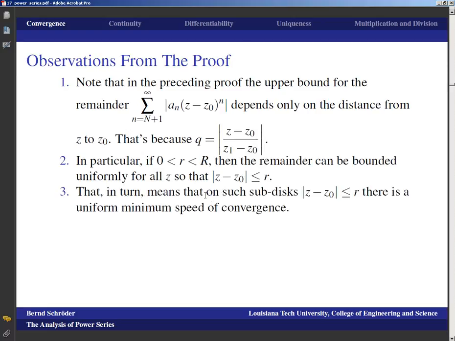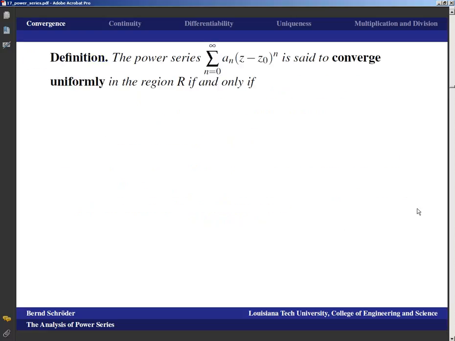And that means that on such subdisks, |z minus z0| smaller or equal to r, there is a uniform minimum speed of convergence, because the remainder goes to 0 at a certain minimum speed. That is what is called uniform convergence, and it's going to be very important for us in the future. So we're going to take a look at that.